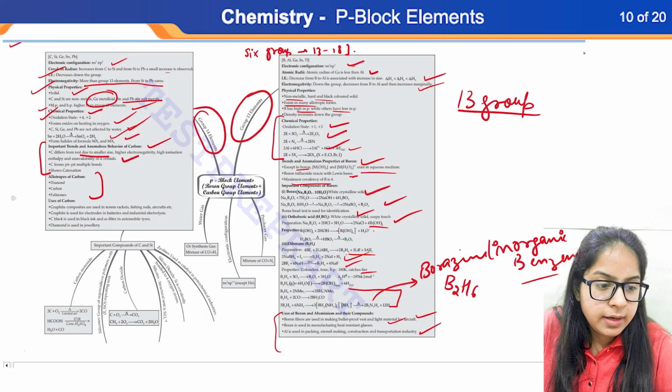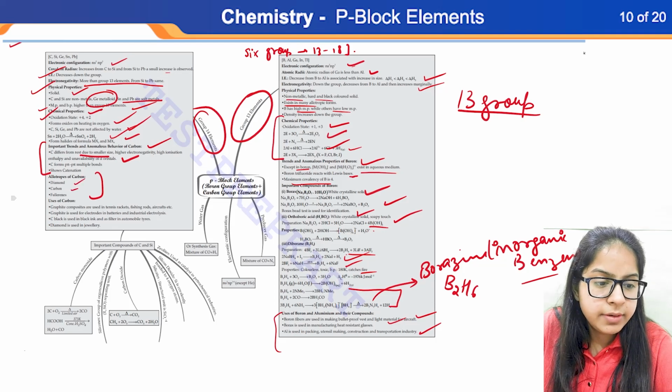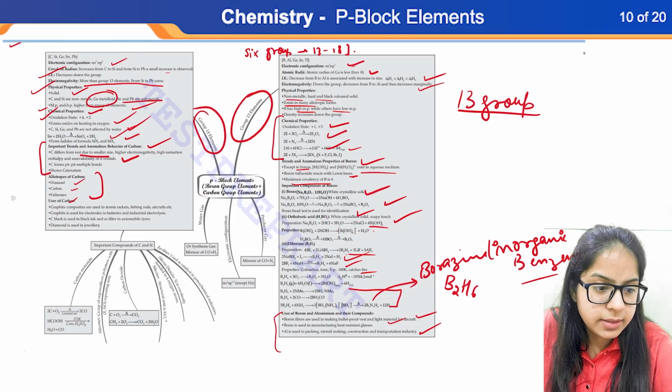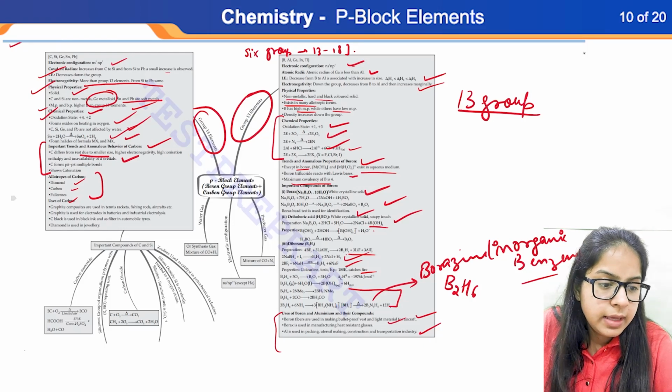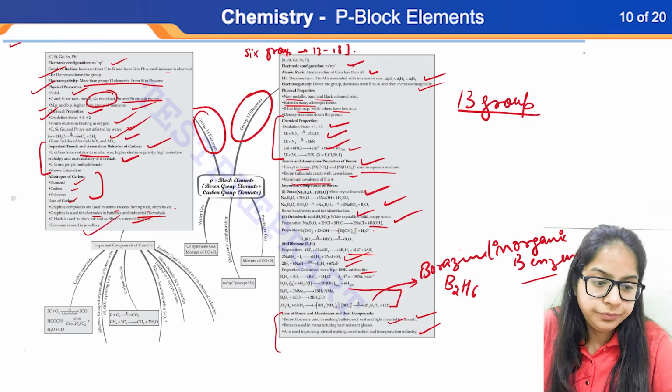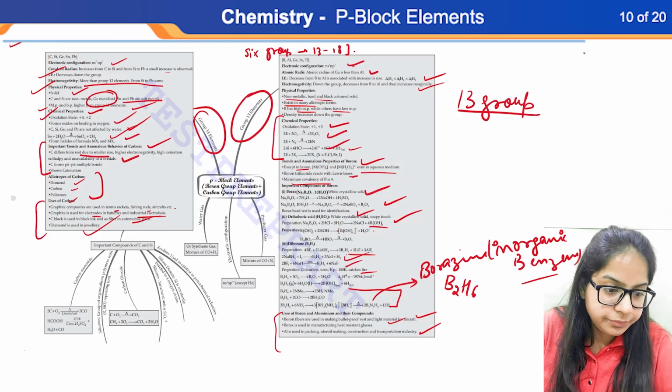There are 3 allotropes that I have mentioned here: diamond, graphite, and fullerene. These are the allotropes of carbon. Here we have the uses of carbon. Graphite composites are used in tennis rackets, fishing rods, aircraft. Graphite is used for electrodes in batteries and industrial electrolysis. Carbon black is used for black ink and as a filler in automobile tyres. Diamond is used in jewelry. So these are the uses of carbon.